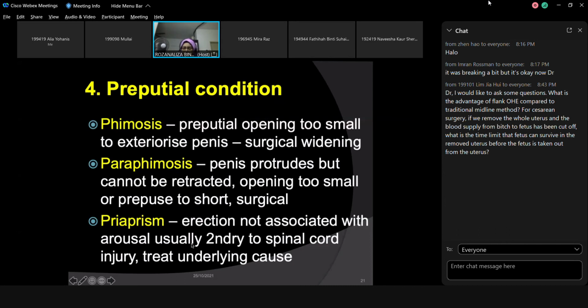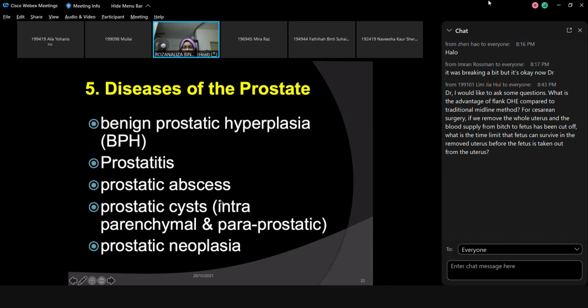At this point, I never see a priapism. Okay, phimosis, paraphimosis, yes, we saw it. Okay, and other diseases beside penis and testis, the one that is going to affect the patient is actually the prostate. For me, this is the most difficult among the most difficult organs to handle.